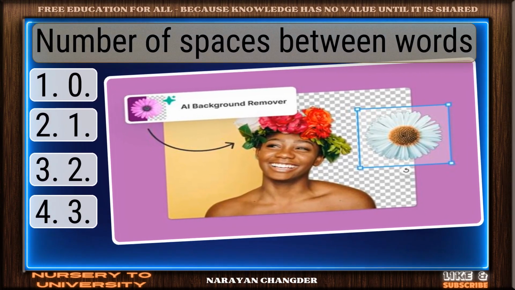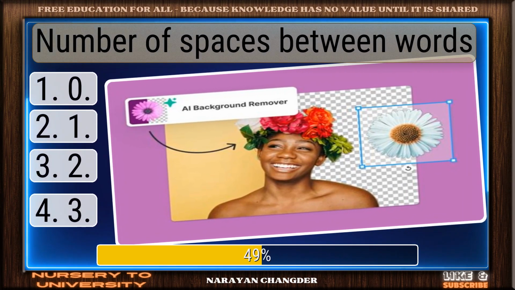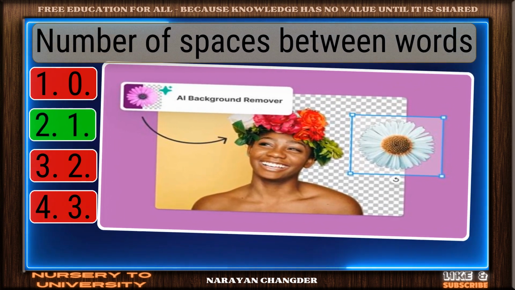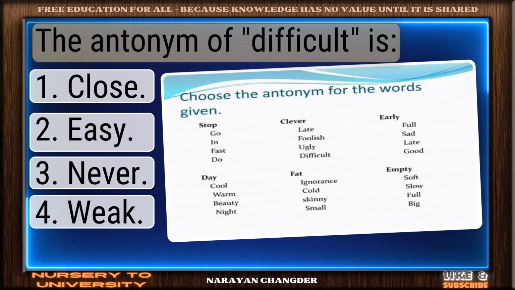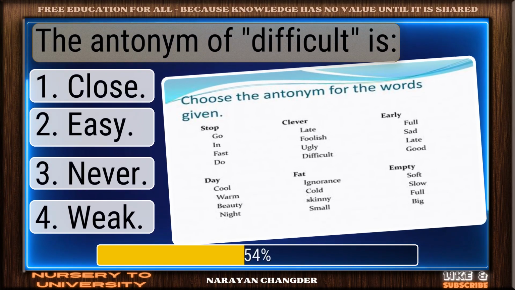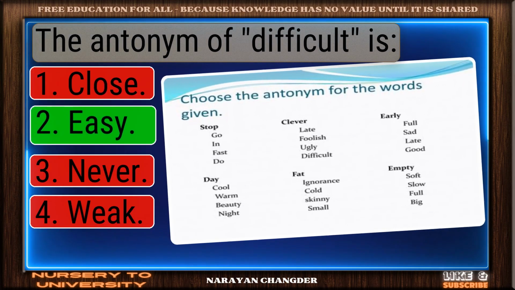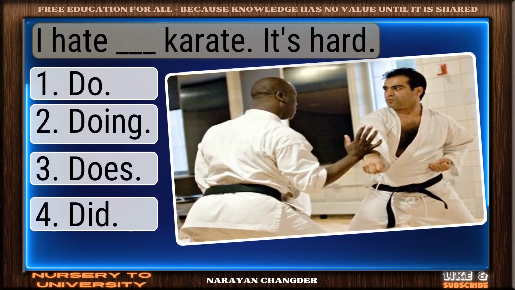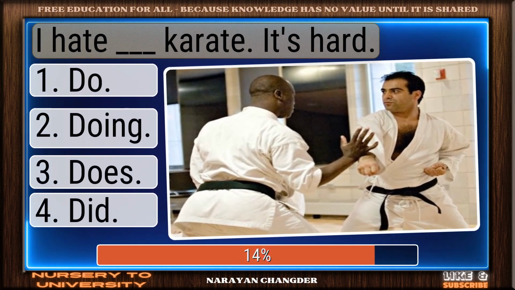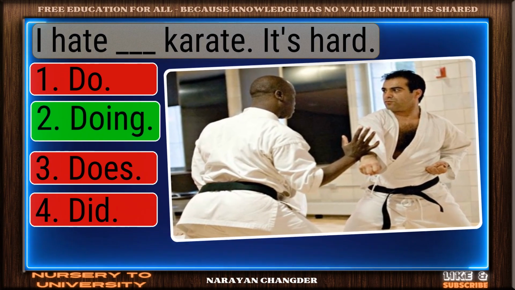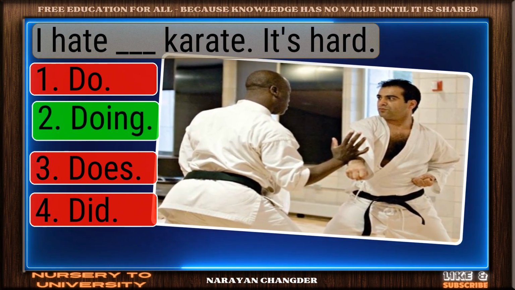Number of spaces between words. Correct response. 1 is the most accurate answer. The antonym of difficult is. You're right. Easy is the correct answer. I hate dash, Kai. It's hard. Well reasoned. Doing is the correct choice.